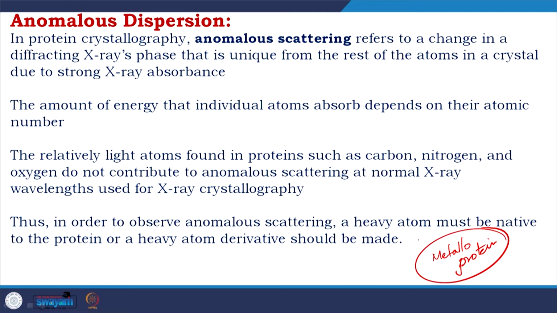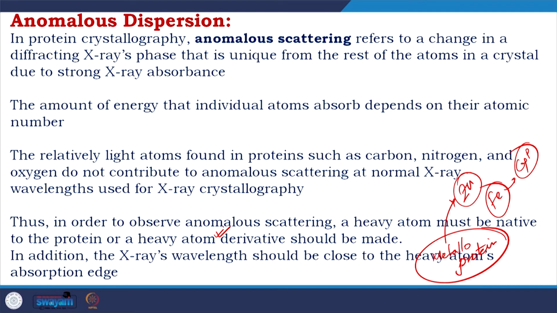In those proteins, zinc and iron in their different oxidative states are present, like for iron, this is cytochrome P450. And there are different DNA binding proteins which have zinc fingers. So, they are native, but if it is not native you have to develop heavy atom derivatives.